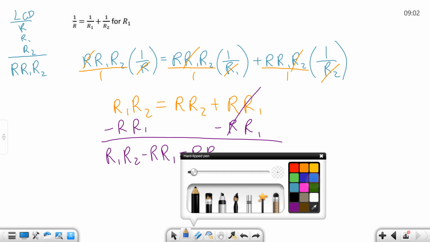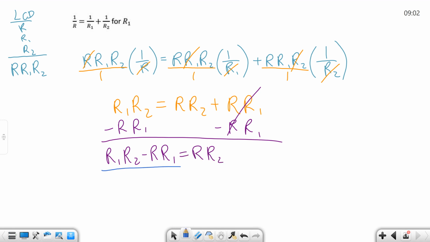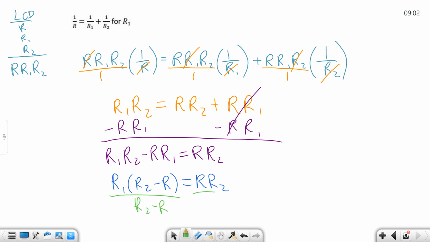So then, what's next? Well, look, I have 2 terms with the same thing in it. They're on the same side, so now remember I factor. R1 times R2 minus R equals R R2. And now, finally, I have R1 times something. That's just a number. It just looks funny because it's 2 variables subtracted. We still divide by that because that's what we do. R1 times all that stuff, so we divide by R2 minus R. I'm not going to put it in parentheses because it's the only thing down there. That's R2 minus R, so that divides out with that.